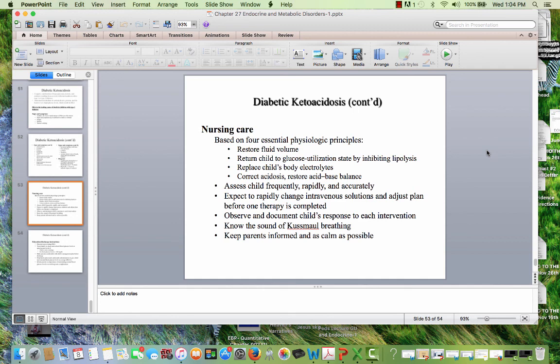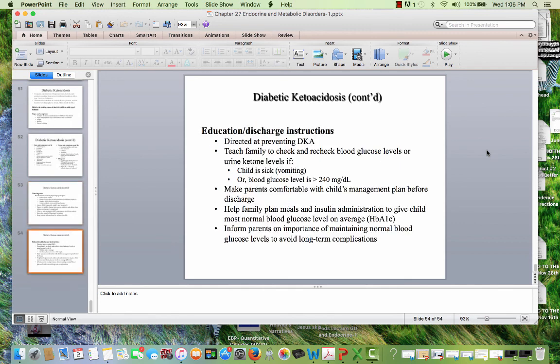And then you want to keep parents informed as much as possible. So education, explaining every step of the way what is happening with their child. You're going to tell them ways to prevent DKA. Teach the family to check and recheck the blood glucose levels or the urine ketone levels, so they'll get the little sticks that they'll have to use at home as well, especially when the child is sick. That is going to be important for them to be hypervigilant with monitoring their child, just to make sure that their blood glucose level is not exceeding 240.